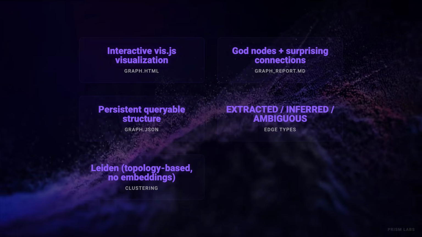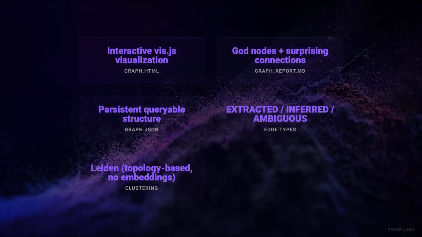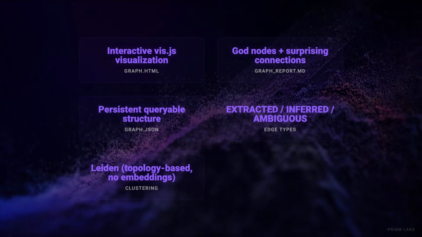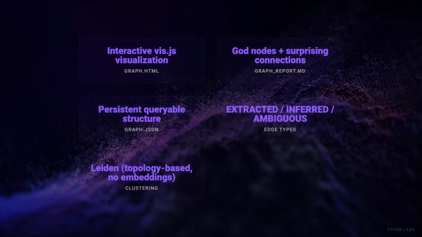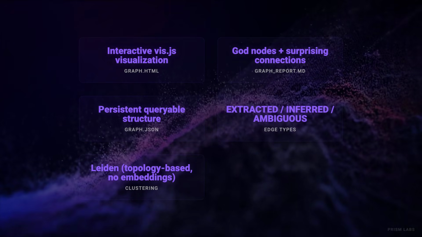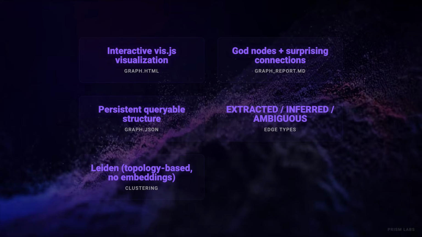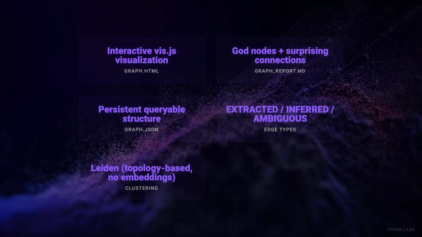The graph.json file persists the full graph for programmatic querying. Every edge is tagged: extracted for direct code relationships, inferred with a confidence score from 0 to 1 for semantic connections, or ambiguous for flagged uncertain relationships. The graph also supports hyperedges connecting 3 or more nodes when relationships involve multiple entities simultaneously.